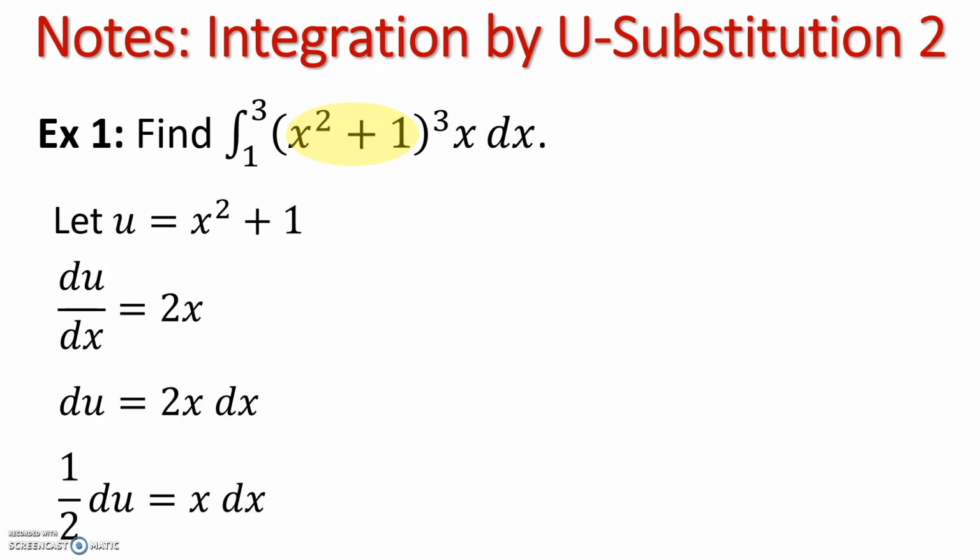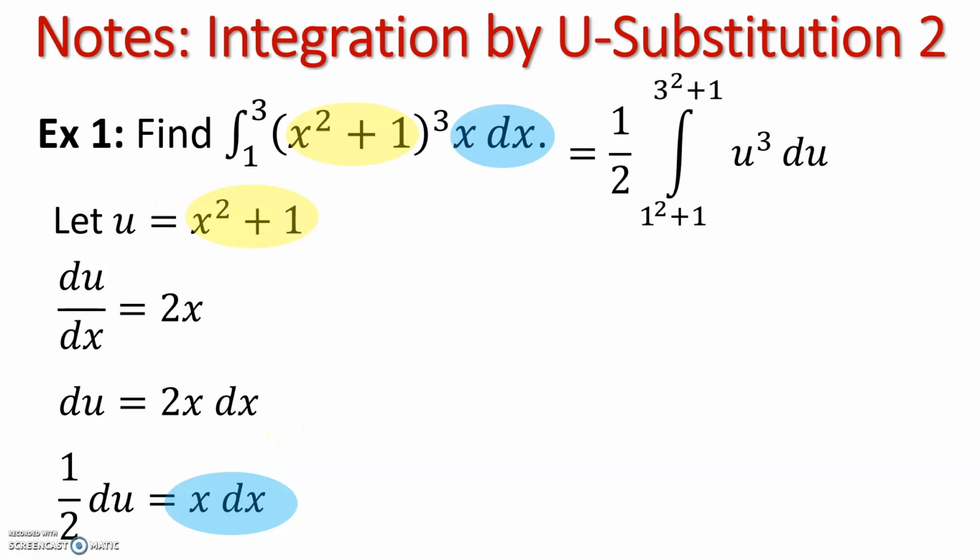Noting here that this expression has x dx and x squared plus 1, which will turn to u, and our expression has x dx, which will then turn into half du. Using these substitutions, we're going to rewrite our problem as the integral of u cubed du, and then that 1/2 will just come out front.